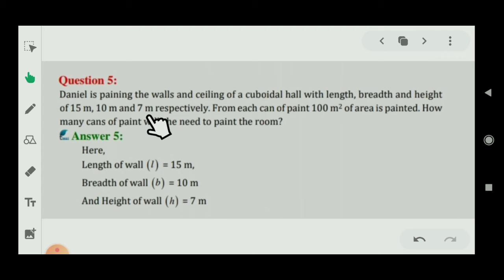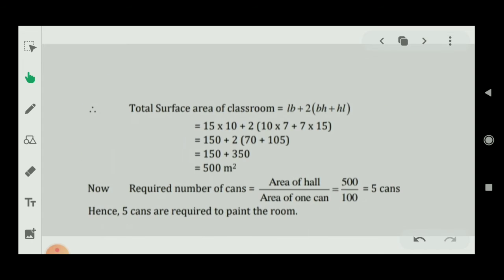Daniel is painting the walls and ceiling of a cuboidal hall with length, breadth and height that is 15 meter, 10 meter and 7 meter. Student, you can see from the question length value is given, breadth value is given and height value is given. Let's see the rest solution of the question.